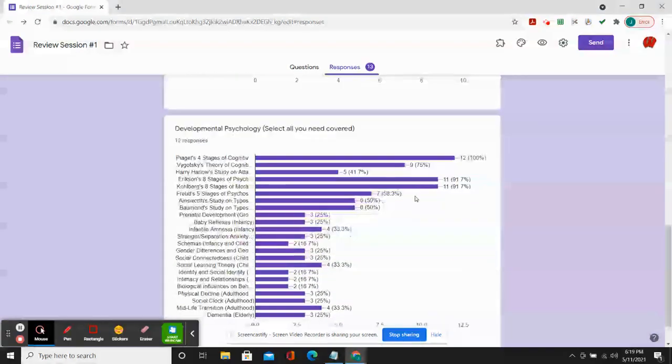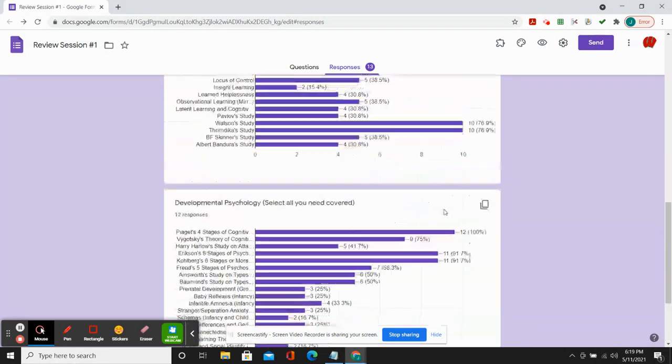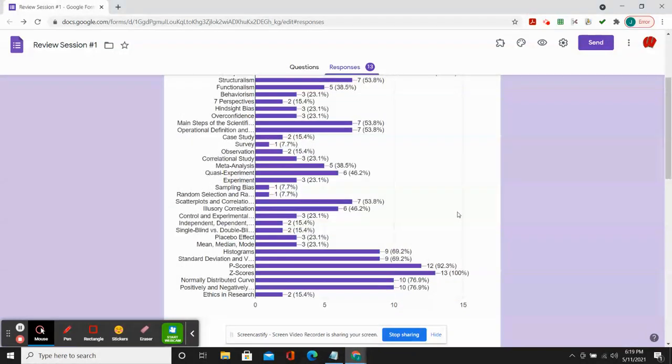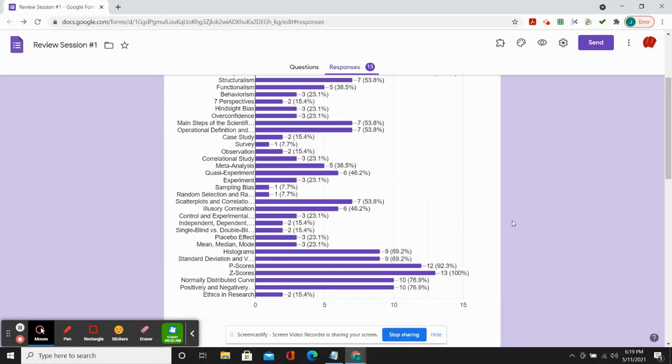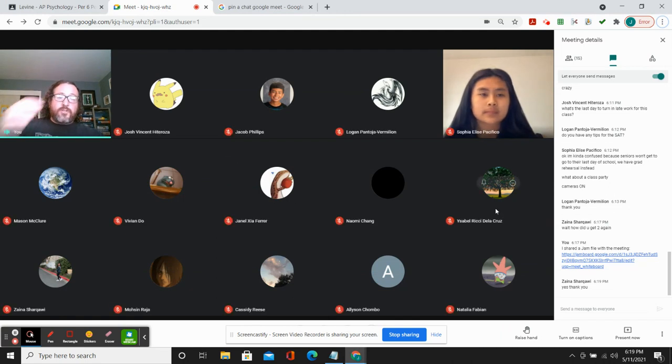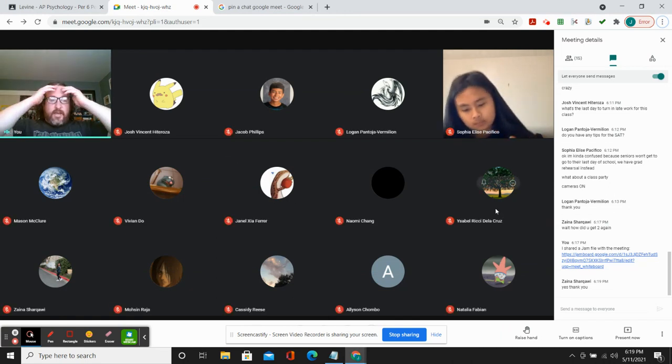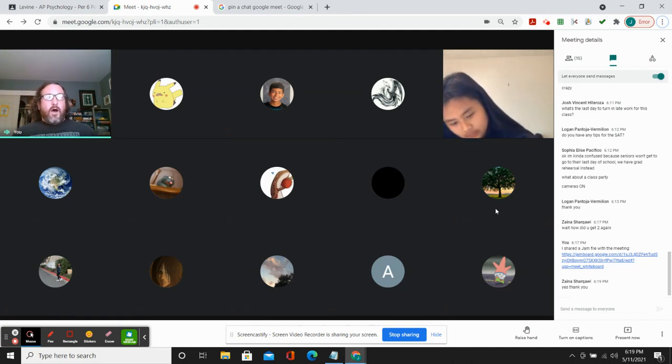All right, there are a number of ones with 12 votes, so we're going to go through those next. There are two of them in research methods, so I'm going to do those first. The first one is empiricism, and this is going to take you about 5 seconds. Prior to psychology, before even the earliest schools of psychology, this is kind of the precursor to what the science of psychology is all about.